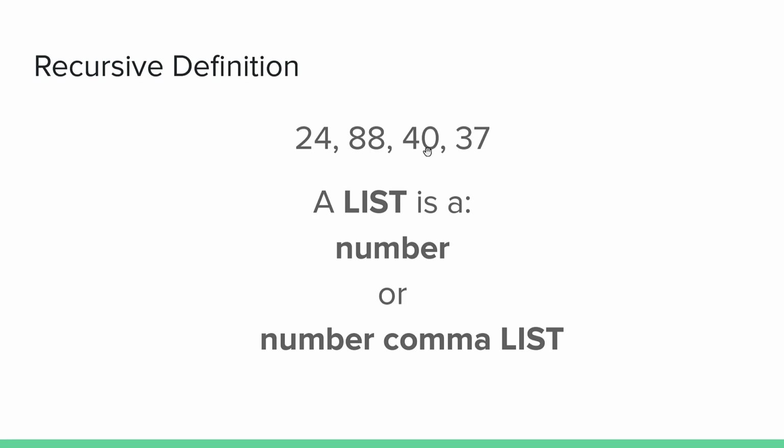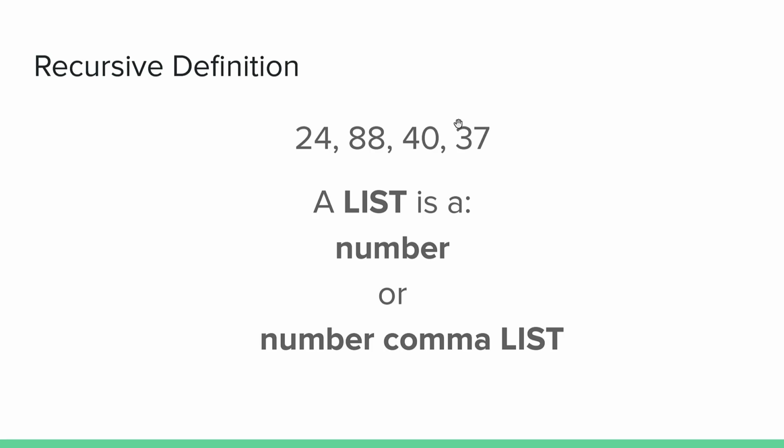But in order to add more elements to that basic starting point of a single number, we can recognize that each list longer than a single element is a number, a comma, and something else that we've already identified as a valid list. So 40, 37: a number, a comma, and the 37 that we already identified as a valid list is also a list. Each additional number is a number, a comma, and attached to something that was already identified as a valid list. 24, comma, is attached to the front of something else that we would have identified as a valid list.